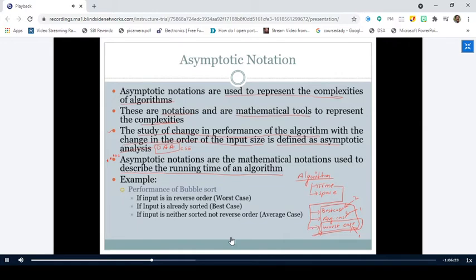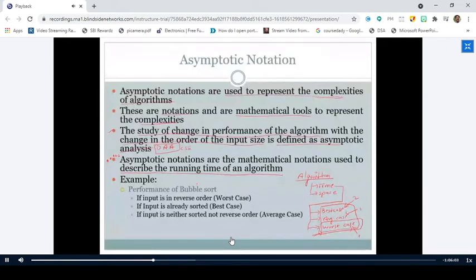So the same is the case with algorithms also. Whenever I want to pick the best algorithm, then I need to consider the worst case of the algorithm. Worst case means how the algorithm is going to perform in case of worst inputs.